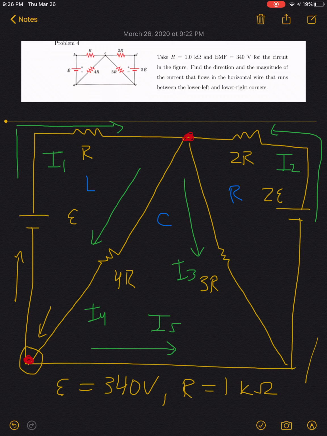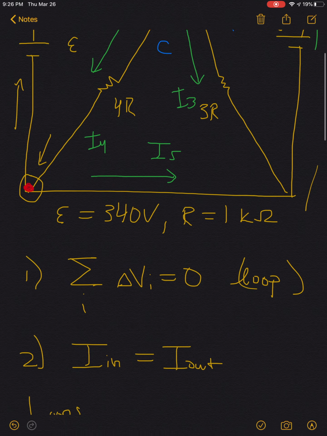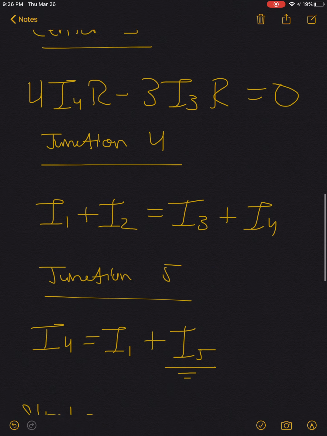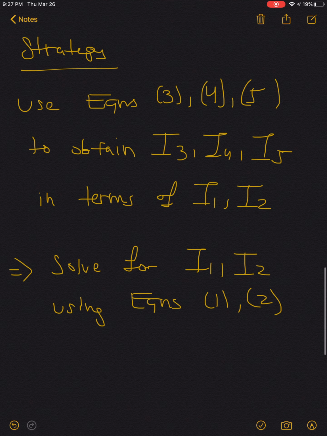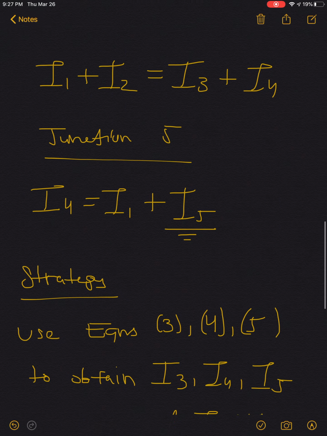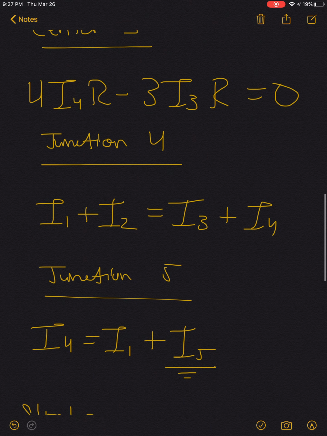So what you see here is the diagram for the problem that we're doing. Let's get back to what we were talking about, which was that we have a strategy for solving this. We're going to use equations 3, 4, and 5 to obtain the three currents in terms of two unknowns, I1 and I2, and then use equations 1 and 2 to solve for those. So let's get moving on that whole issue.